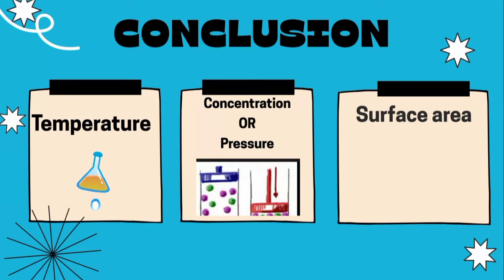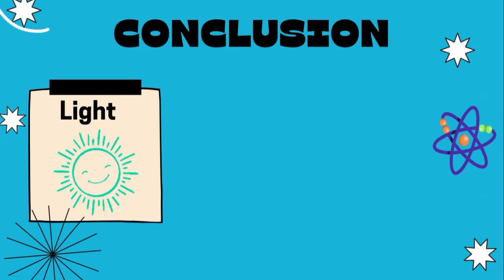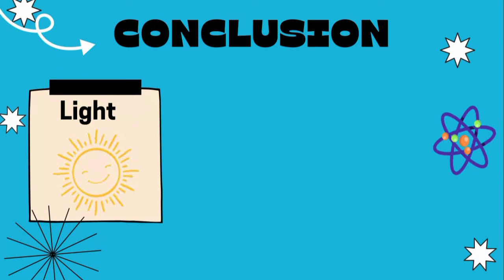Now the third factor is surface area. An increase in surface area increases the rate of reaction, while a decrease in surface area decreases the rate of reaction. Let's look at light.